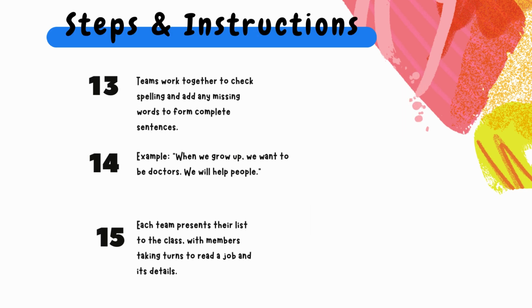on their list. Step number 13, teams work together to check spelling and add any missing words to form complete sentences. Step number 14, the complete sentences are like, when we grow up, we want to be doctors, we will help people. And the last step, each team presents their list to the class with members taking turns to read a job and its detail.